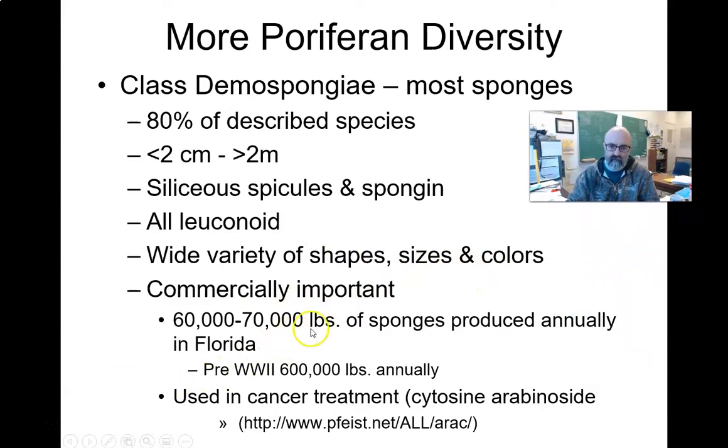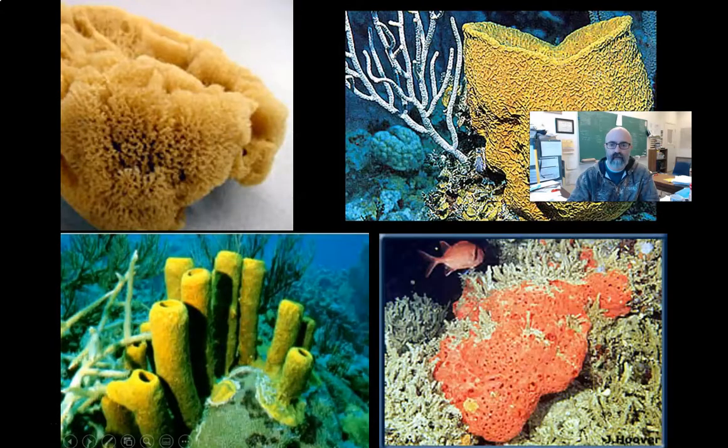Still, a lot of sponges are harvested from the wild and sold, but then there's also cytosine arabinoside, which is a chemical produced only by sponges, and it is a very potent anti-cancer treatment. Okay, so that's just another example of a seemingly useless animal, and a little bit of study has found some really interesting chemicals produced only by that group of animals.